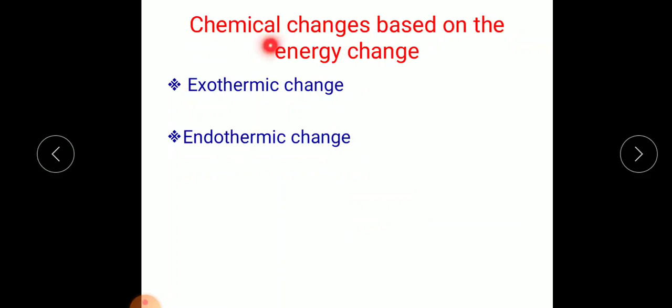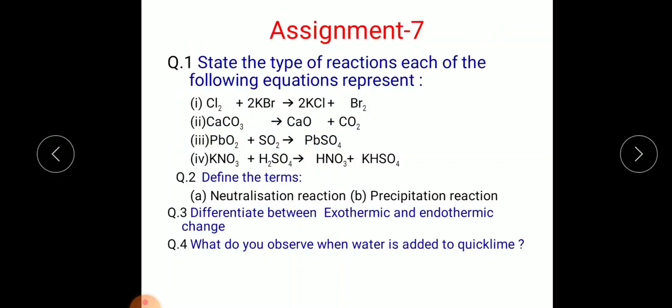Next we have got chemical changes based on the energy change. Okay, so we have basically two types, exothermic and endothermic change. Exothermic change means a change which involves the evolution or release of heat energy, that is called exothermic. And endothermic means a chemical change which involves the absorption of heat energy, and is called an endothermic reaction.